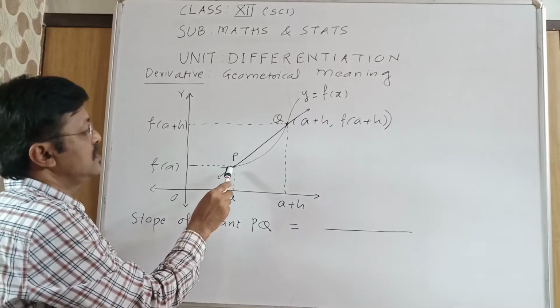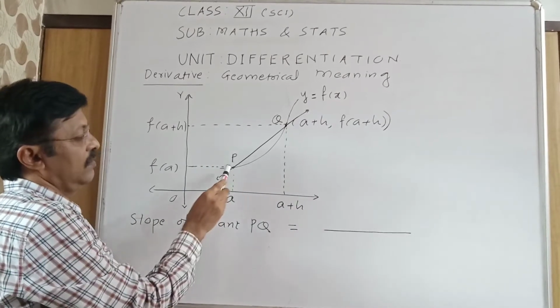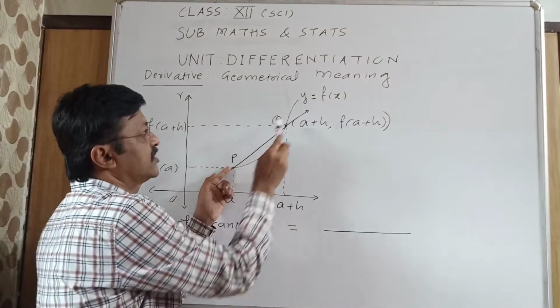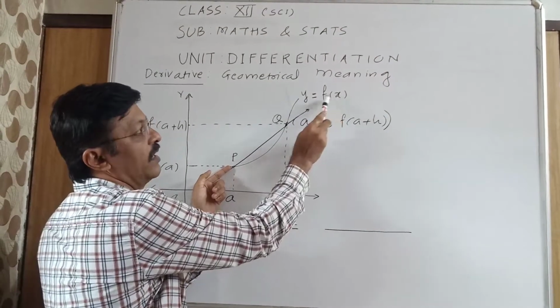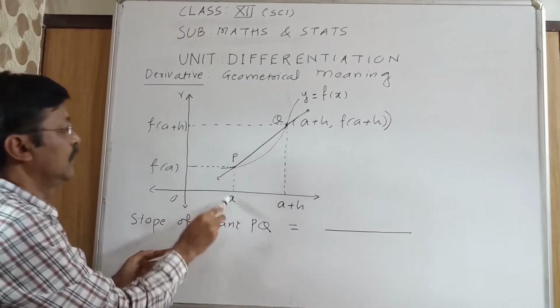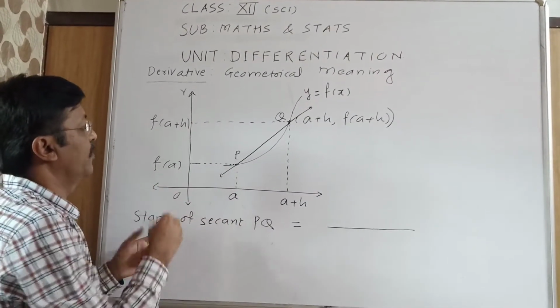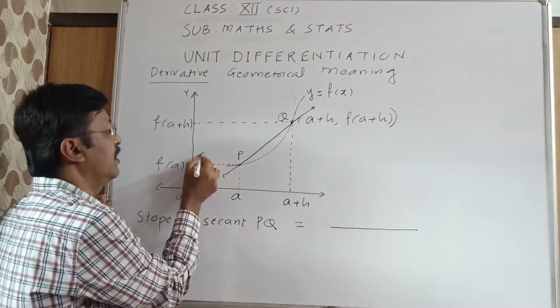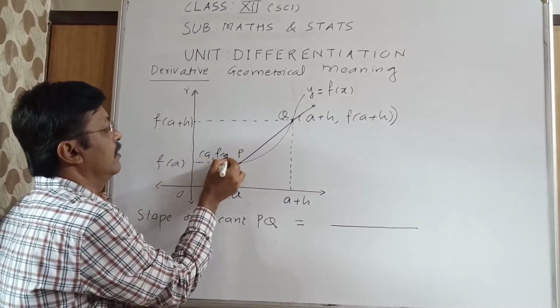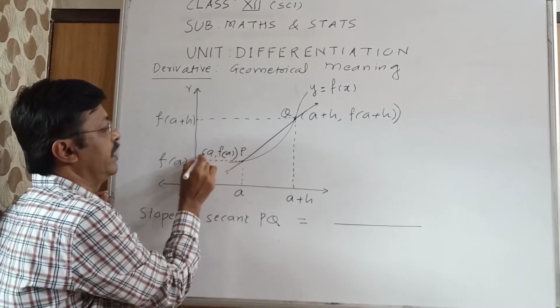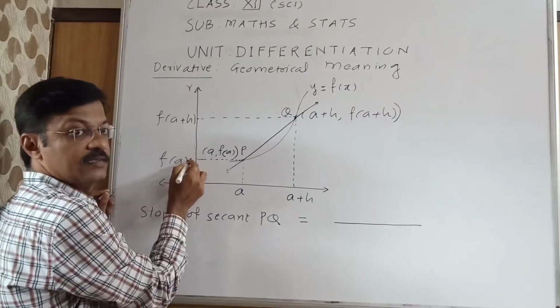Then consider one point P having x coordinate a, and the y coordinate is obviously found from its x coordinate. Put the x coordinate here, you will get f(a) as the y coordinate. So the coordinates of point P are a and f(a). X coordinate is a and y coordinate is f(a).